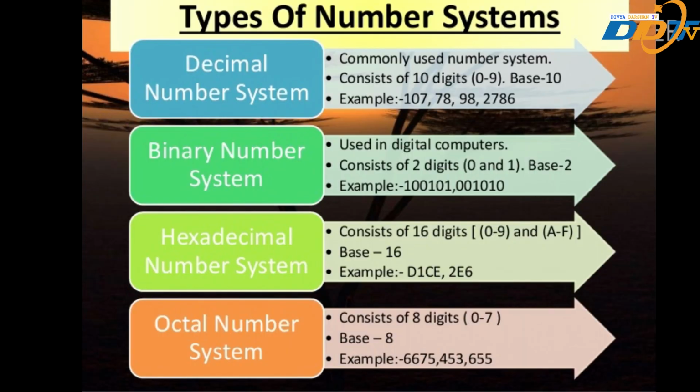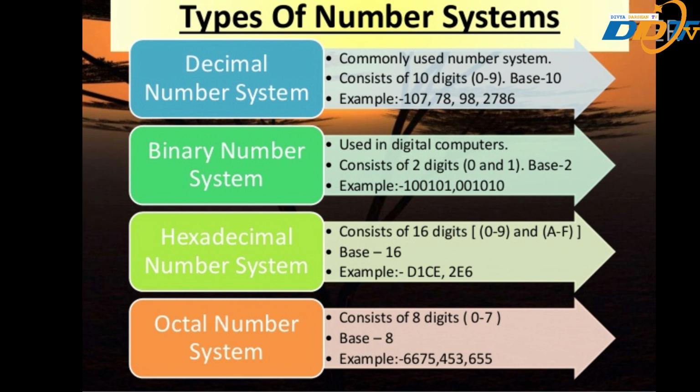Decimal number system is the commonly used number system. It consists of 10 digits 0 to 9 and has base 10. Examples: 107, 78, 98, 2786, etc. Binary number system is used in digital computers and consists of 2 digits 0 and 1. It has base 2. Examples: 100, 101 and 001010.